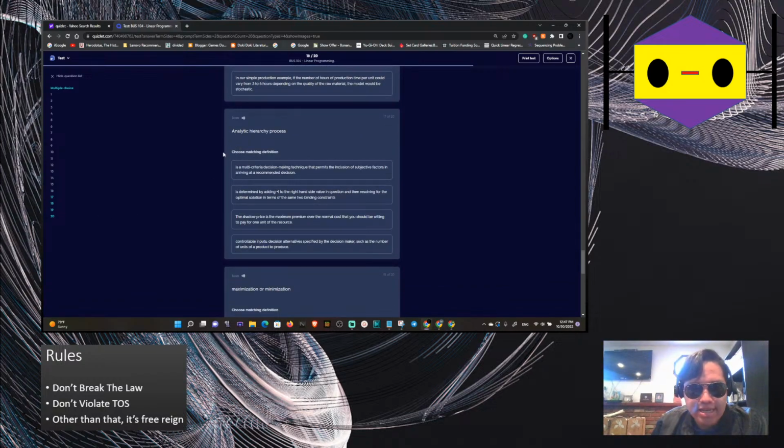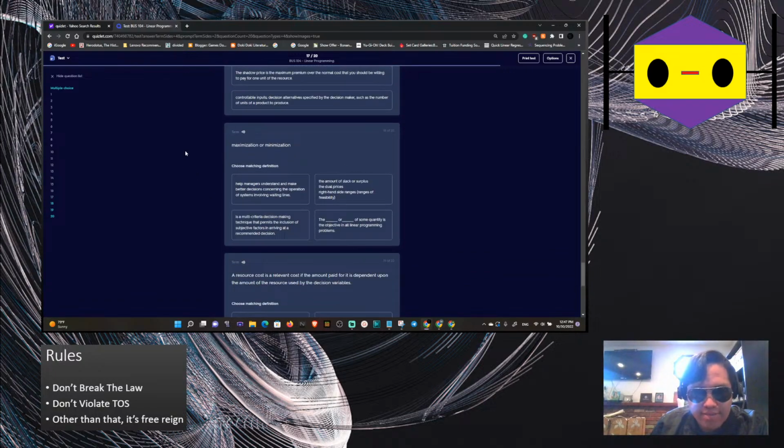Analytic hierarchy process. Choose a matching definition. Yeah. That's shadow price. A, right? Shadow price. Is a multi-criteria decision-making technique that permits the inclusion of subjective factors in arriving at the recommended decision, correct? Yes.